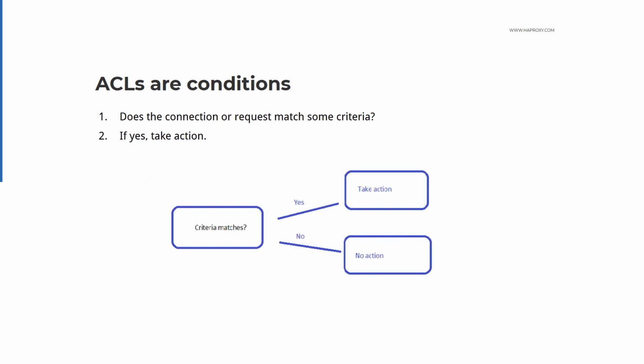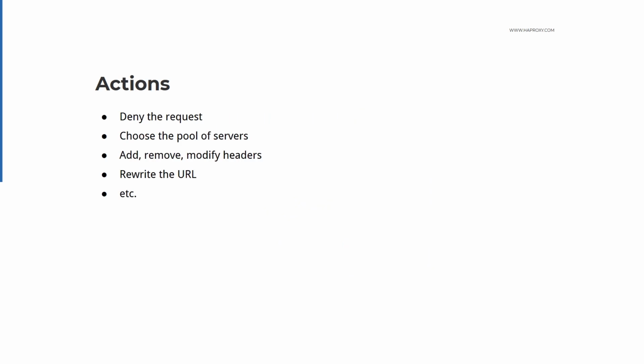An ACL is a conditional statement that uses fetches to see whether a request or connection matches some criteria. Then, if the condition is true, you can trigger an action. Actions include denying the request, choosing the pool of servers to handle the request, adding, removing, and modifying HTTP headers, rewriting the URL, and other operations that route or change the message.